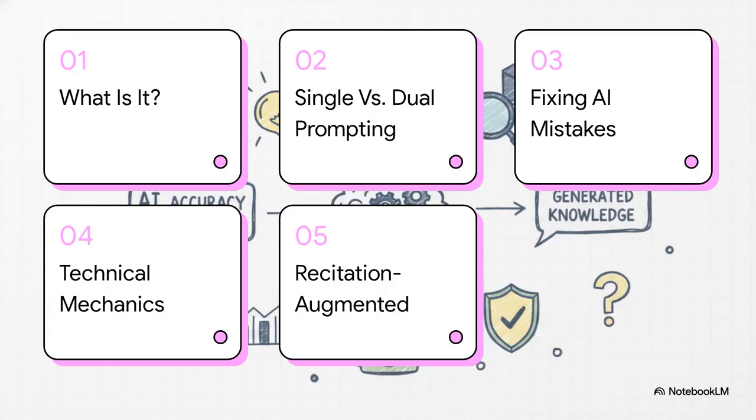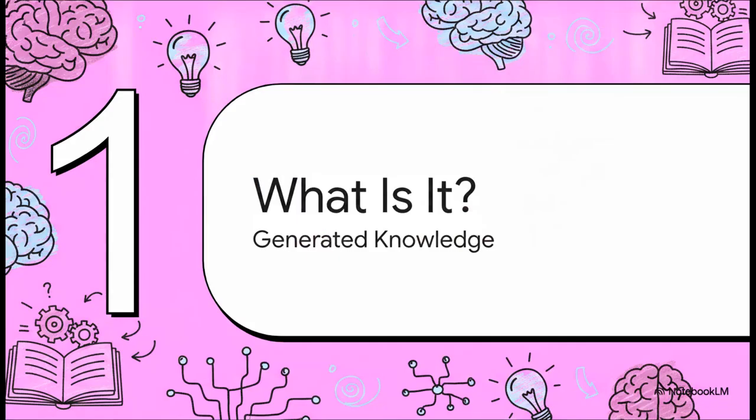So, here's our roadmap for today. We're going to cover what generated knowledge actually is, single versus dual prompting, how to fix those confident AI mistakes, the actual technical mechanics under the hood, and finally, we'll wrap up with recitation augmented models. Let's kick things off with Section 1.